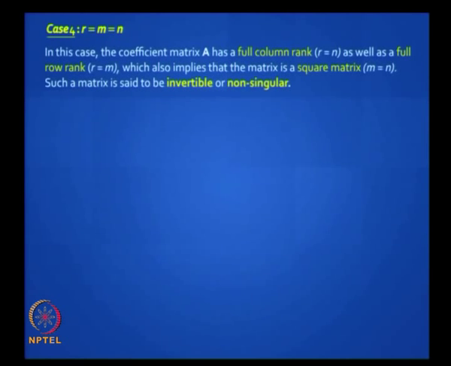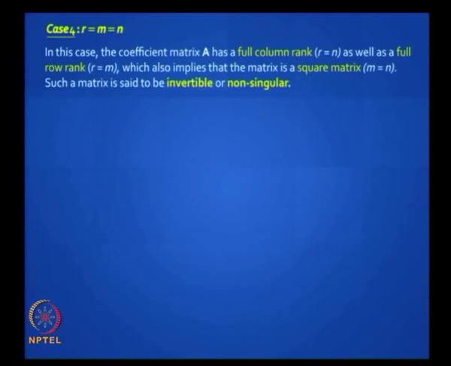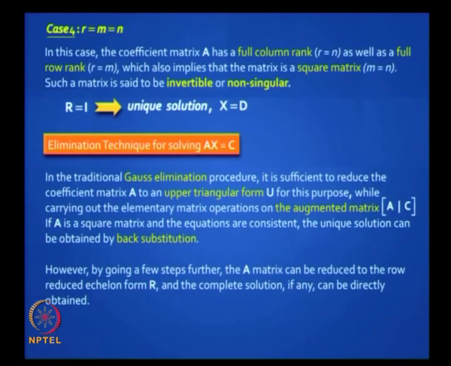This case is straightforward, full rank if you are lucky, but if your structure is stable, you are likely to get this situation, and if it is statically determinate, this is straightforward. In this case, the coefficient matrix A has a full column rank as well as full row rank, and this also implies that the matrix is a square matrix. Such a matrix is said to be invertible or non-singular. And all our stiffness matrices for stable structures will look like this, then you don't have a problem. You also have a symmetric matrix in our case. You have a unique solution, and you can use the Gauss elimination method, or you can reduce to row reduced echelon form, and you can get the answer, right?